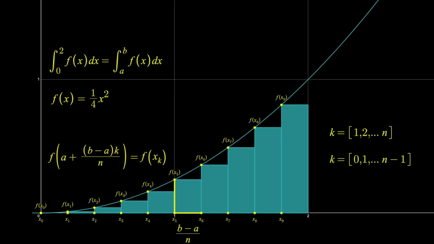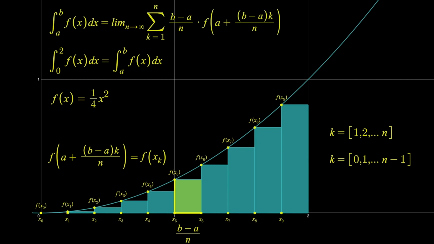Now, putting it all together, we of course still have to find the area of each of these rectangles. And we know it's base times height, so we have b minus a over n as a base, times whatever our f of a plus b minus a times k over n is. So multiplying those two together, we still have to add all of the different rectangles up for each of the values of k.